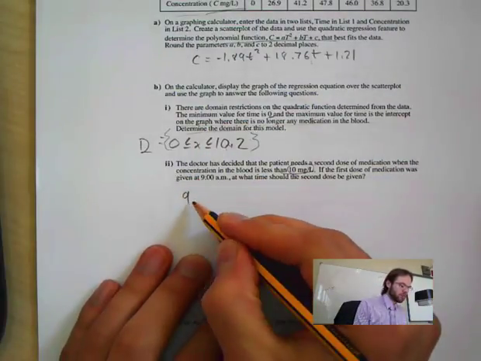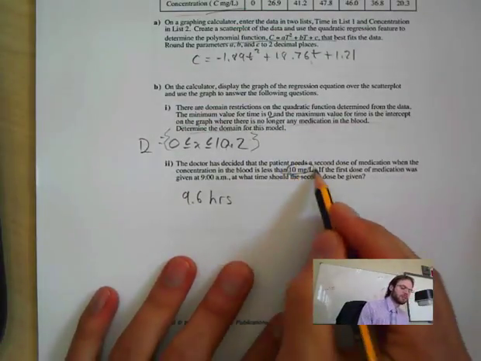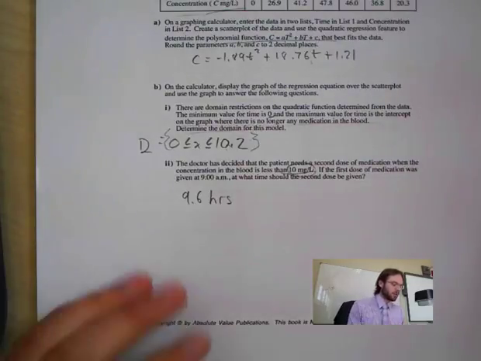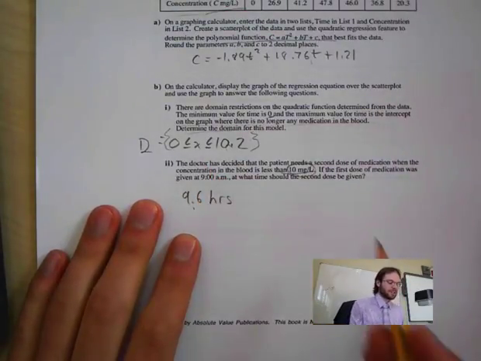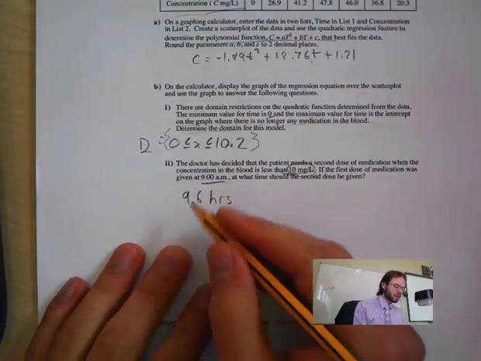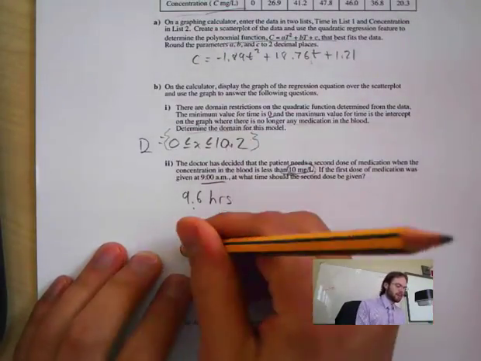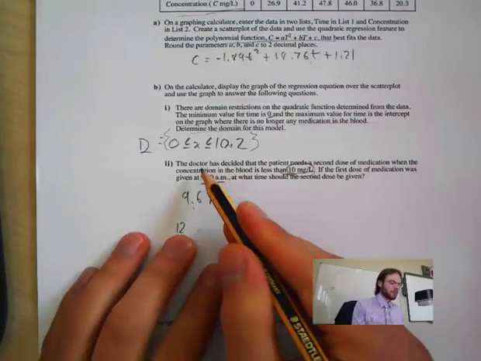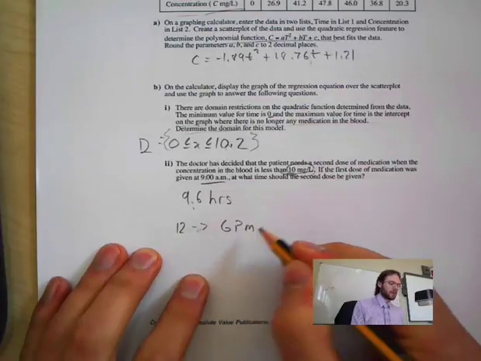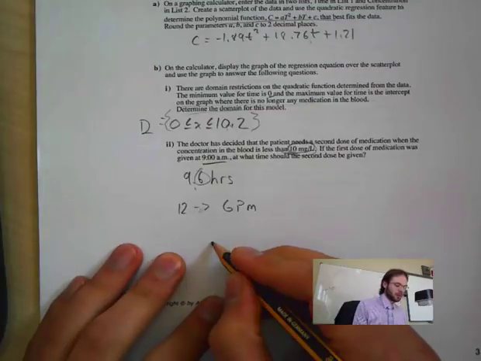So we have 9.6 hours. So 9.6 hours from now, we must give a redose, because that's when it's 10. So it has to be after 9.6 hours, or just before 9.6 hours, because he doesn't want it ever less than 10. But we're starting at 9 a.m., which was the first dose. So 3 more hours will give us 12. Then we need another 6 hours, so that will give me 6 p.m. But we have 0.6 hours. Now, how much is 0.6 hours in minutes?